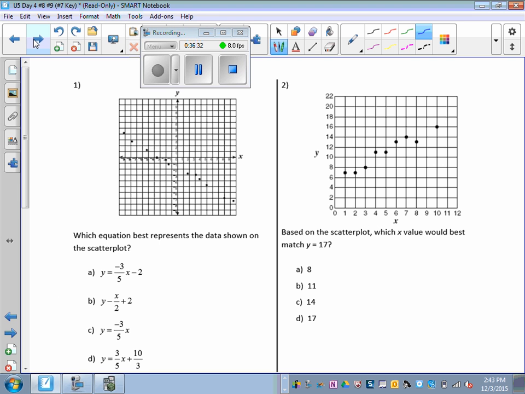Okay, so you'll see 1 and 2 are similar things. Let's do 1 together. All right, number 1 says which equation best represents the data shown on the scatter plot. All right, so again, get out your straight edge and draw your best fit line through there. Give it your best shot. I'm going to draw mine up here as well.